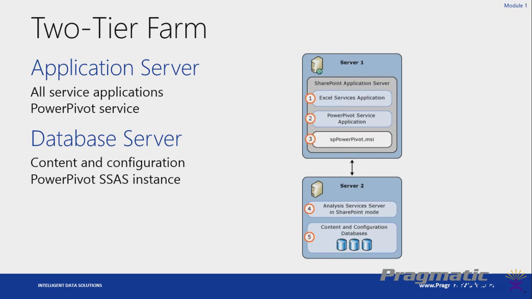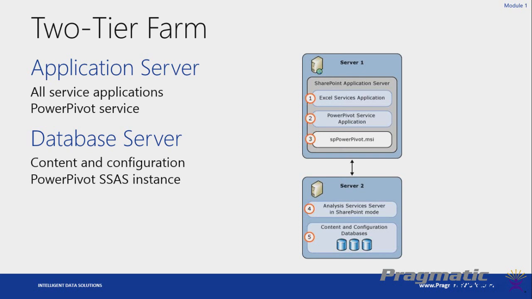When we start talking about multi-server, though, you'll hear people say things like a two-tier farm or a three-tier farm, perhaps. A two-tier farm is kind of your first level of a multi-server farm. It means that all my application pieces are going to be on one server, and all my database and all my backend are going to be separated onto a second server. So I have two tiers. One is my application tier, that's got all my SharePoint pieces on it. And my second tier is my database tier, and that's where all of my content databases and things like PowerPivot would be running.